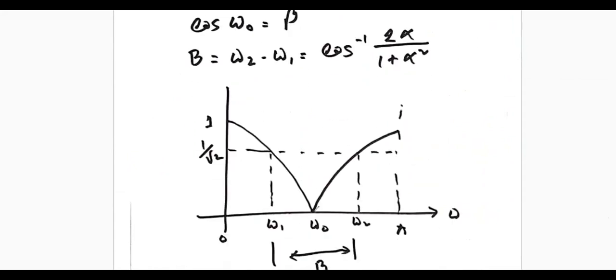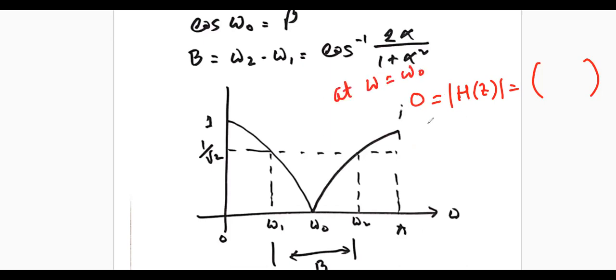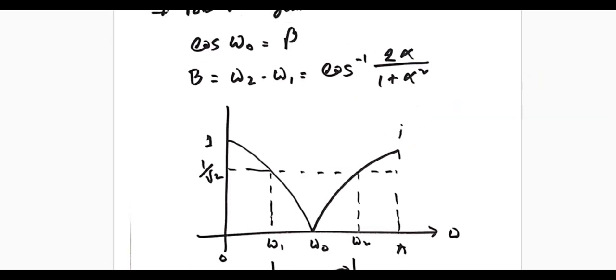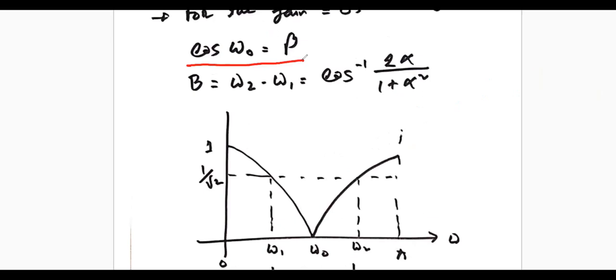The magnitude is 0. So if I have the equation, the magnitude of this should be 0, and this is at omega equals omega 0. From this condition, you can find this equation: omega 0, cos omega 0 is equal to beta.